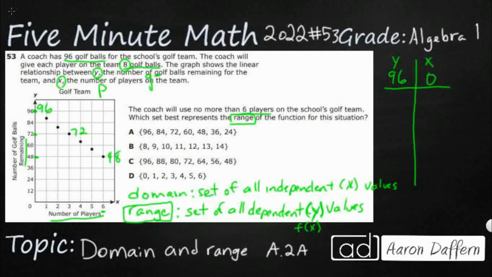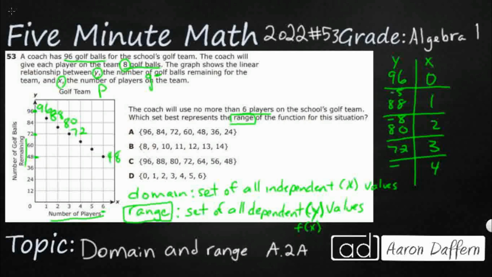That's my domain over here. But then if I hand out one player's set of golf balls, that's going to be 8 less. So you take away 8, so that's going to get your 88. Okay, so that's what this one is right here. Then another player comes out, and I have to outfit them with a set of golf balls, so that's going to be 80. We already know that if there are 3 players on the team, I've got 72.